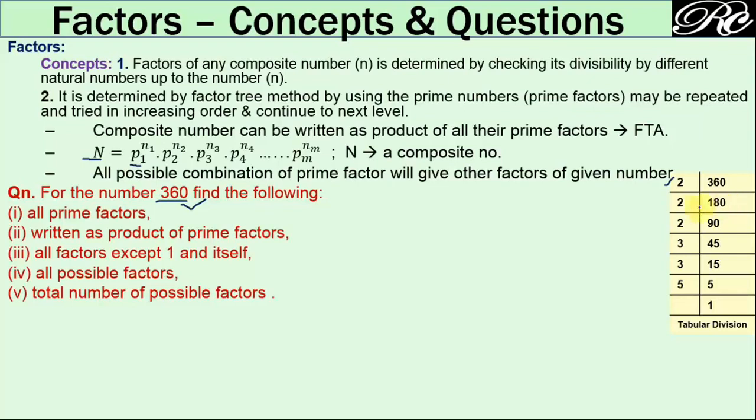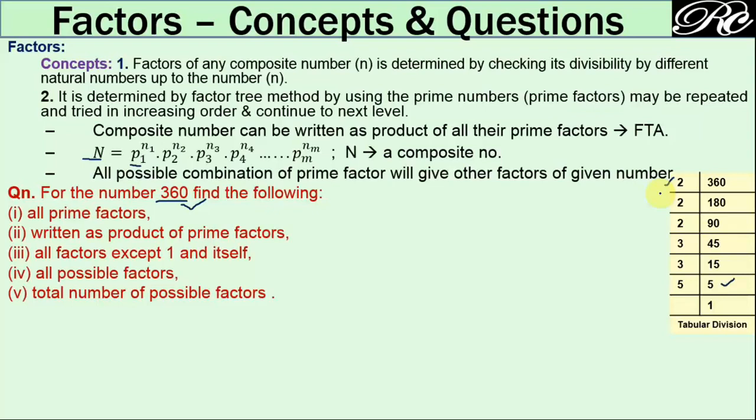Now this 180 is further divisible by 2, we will get 90. 90 is divisible by 2, we will get 45. Now 45 is divisible by 3, we will get 15. 15 is divisible by 3, we will get 5. Now this 5 is prime, so no need to divide further, we can stop here. Or even if we divide by 5, we will lastly get 1. So therefore this 360 can be written as the product of these prime factors.